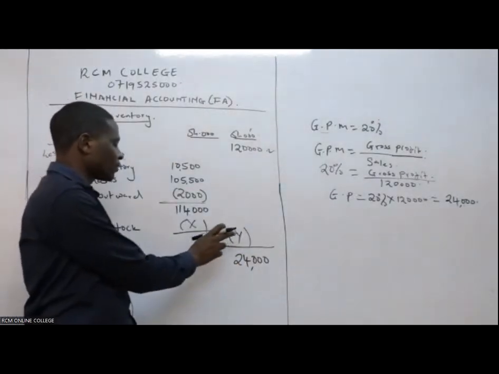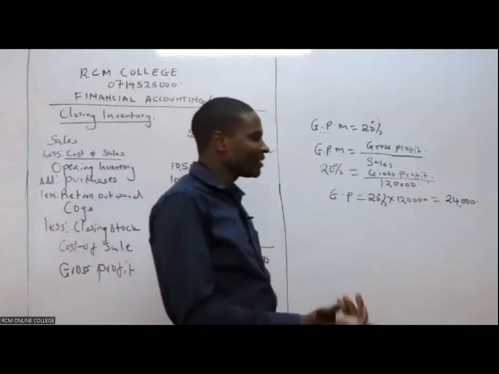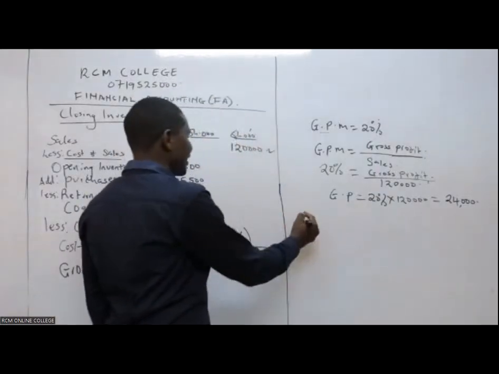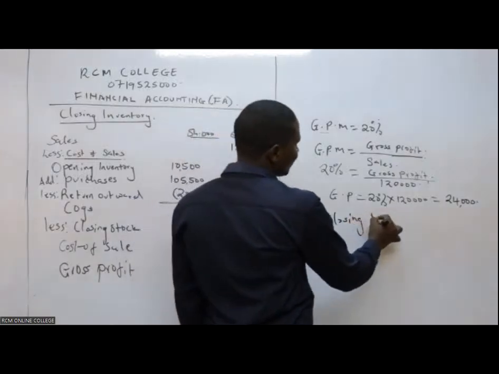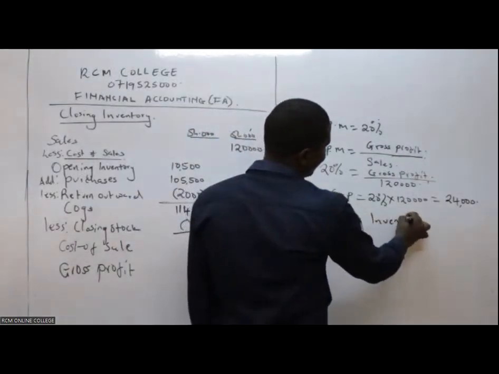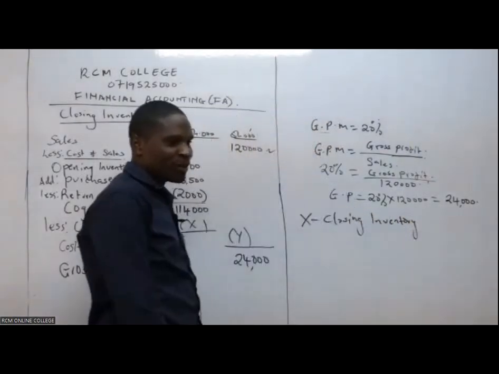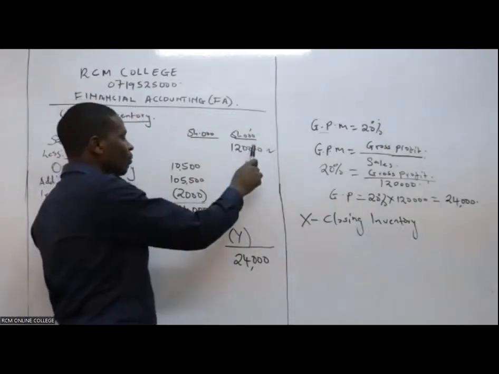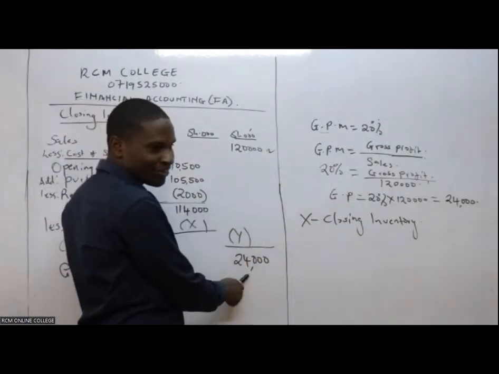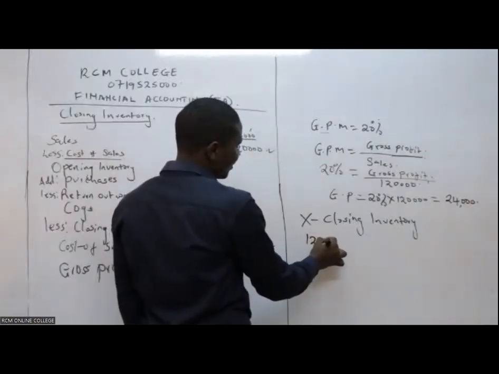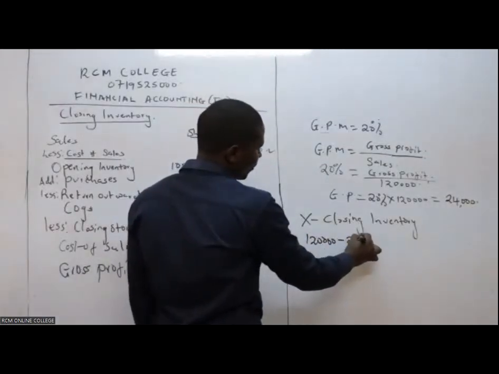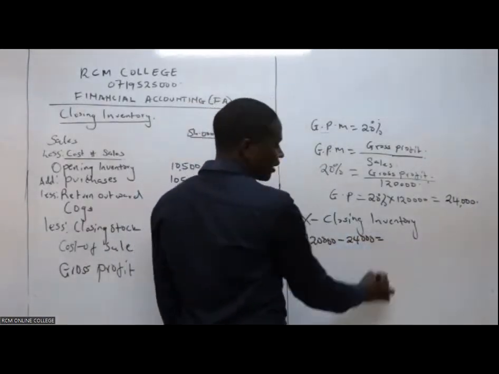In fact, that will be our cost of sale. And we are interested in getting X, our closing inventory. Somebody to get Y for us, it will be 120 minus Y is equal to 24. So it is 120,000 minus 24,000. That will give you what?